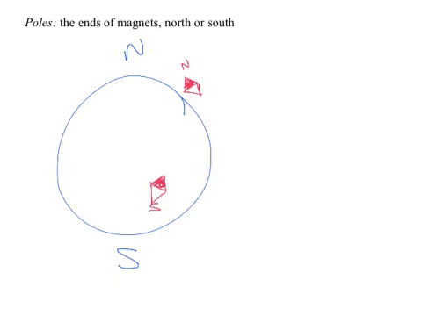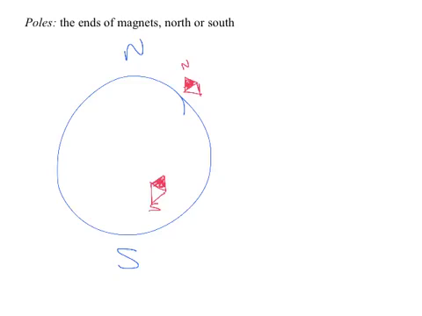Now, this is a little bit counterintuitive because, as you know, like poles repel and opposite poles attract. What happens here is that this is really called geographic north and geographic south, and not magnetic north and south. And we'll talk about that difference in a little while.